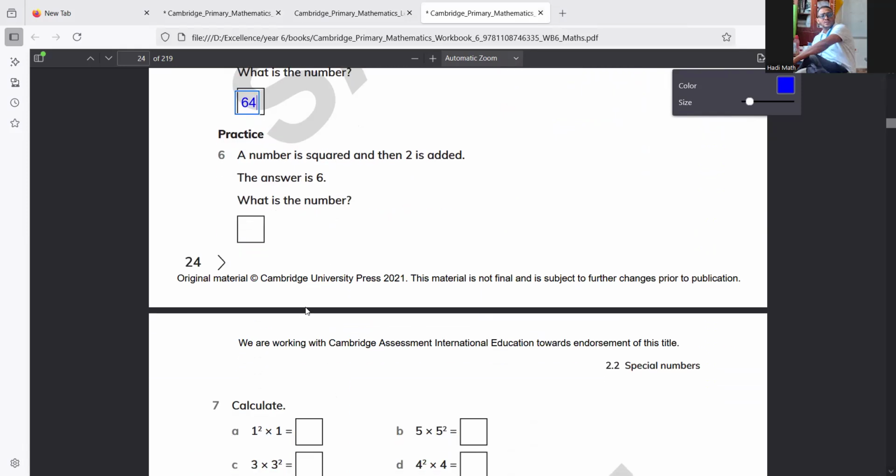Let's go to the next question. Question 6. A number is squared and then 2 is added. The answer is 6. So go back. First of all, subtract the 2, because the last thing you did was add 2. 6 minus 2 is equal to 4. Then the number is squared. Which number when squared gives you 4? It is 2. Because 2 squared plus 2 gives you 6.